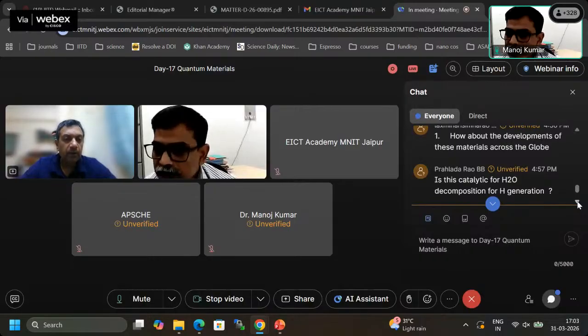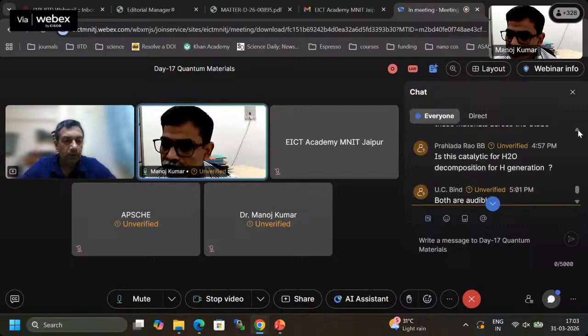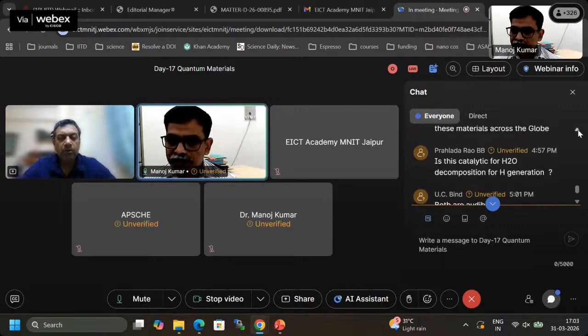And is this catalytic for H2O decomposition for H generation? I see that question, from Dr. Prahlada Rao. We are not decomposing water. What we do is split water. This is called water splitting. Since we have plenty of water, we want to make fuel out of it, and hydrogen is a clean fuel. What you do is you split water, you make hydrogen and oxygen, and you burn hydrogen to get back water. So that's the idea.